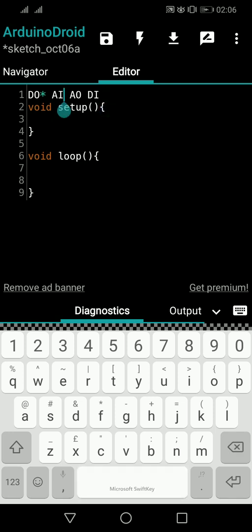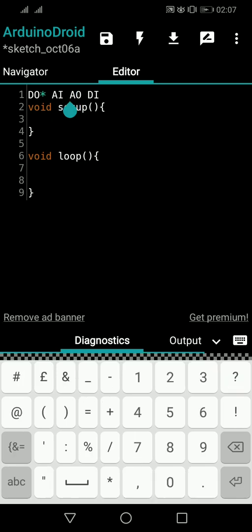So we are going to study this today. The rest we will study in upcoming tutorials. Okay, so we are going to study analog input.